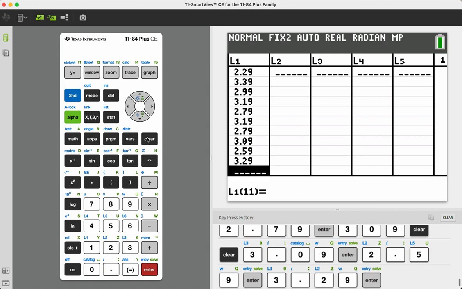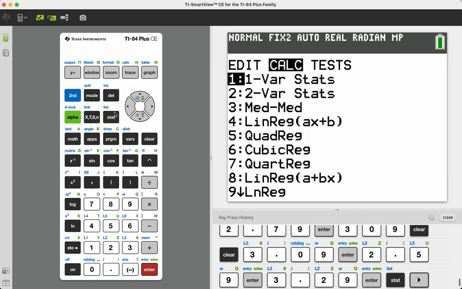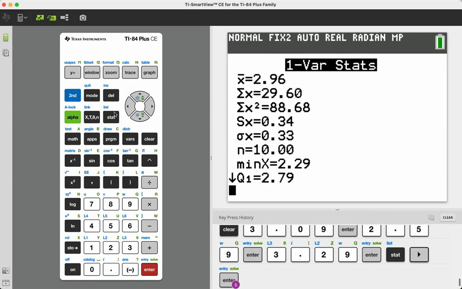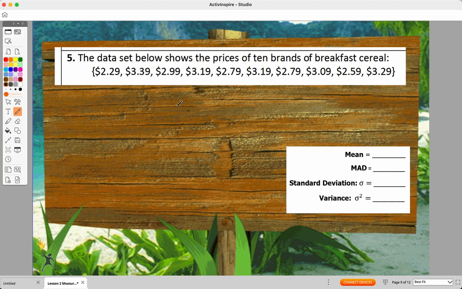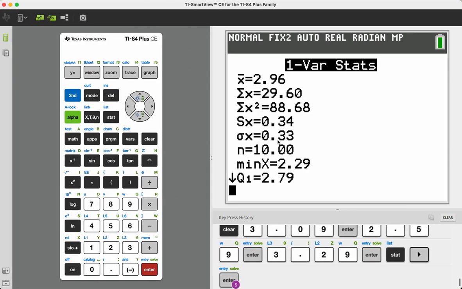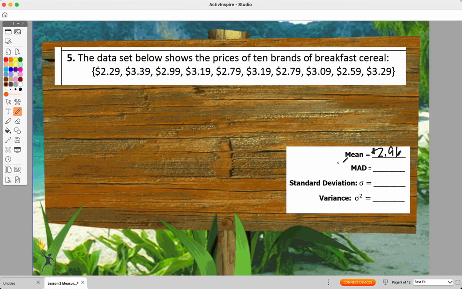All right, so I've got that same 10 data points. This time I have 10. Stat, calc, all done. 2.96 is my mean, so the average price of these cereal brands is $2.96. My standard deviation is only about 33 cents, so 0.33. And we square that. That gives us 0.11 for our variance. Since it's smaller, when you square a number smaller, it's going to get much smaller.